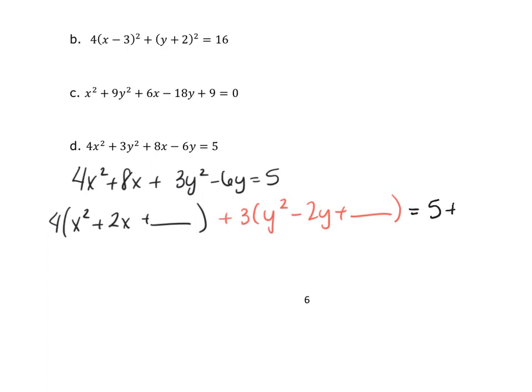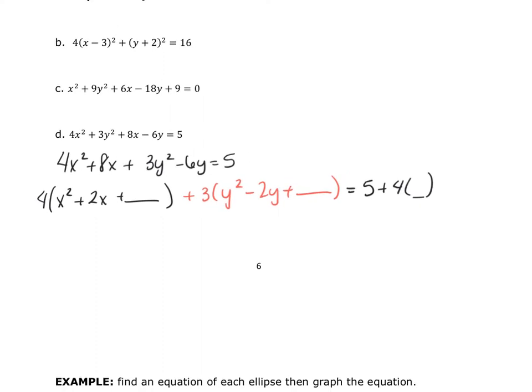Now, I am multiplying 4 times that blank spot. So on the other side of the equal sign, I need to have a 4 multiplied by that blank spot. I am multiplying 3 times that blank spot. So on the other side of the equal sign, I better have 3 times that blank spot. Now, I do my normal completing the square.